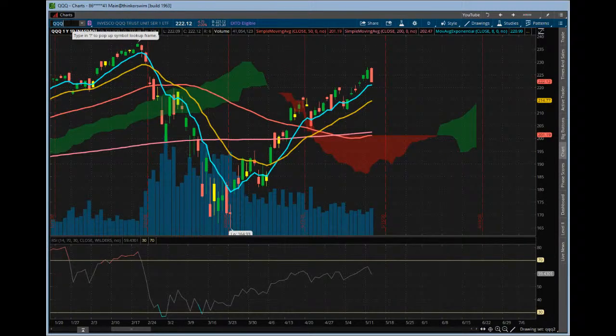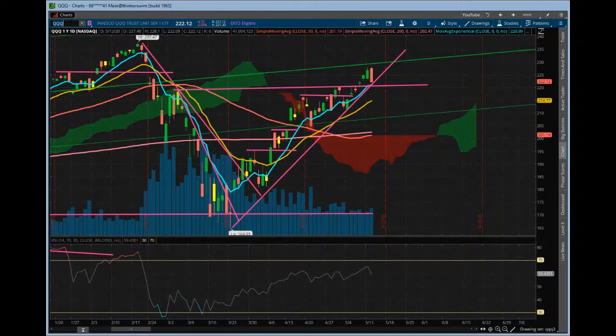And then QQQ, yeah, just a nasty one right there. I think this might have been a bearish engulfing too.